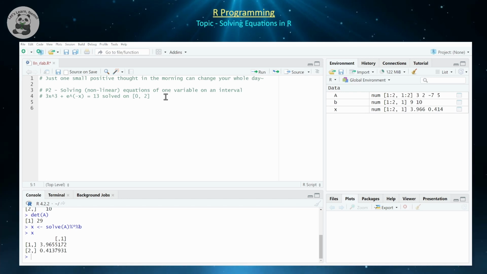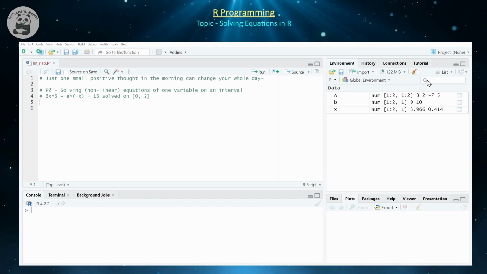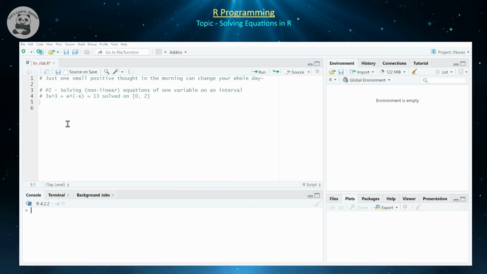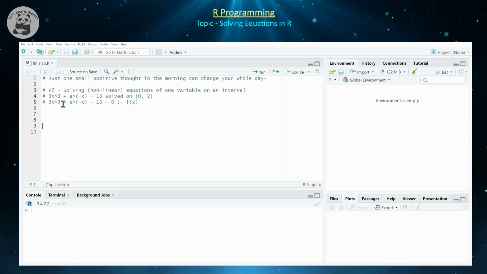So the first thing that we need to do in this scenario is to set this equation equal to 0. If I do that, I'm going to have 3x cubed plus e to the minus x minus 13 is equal to 0. And this function is what I am going to call f of x. This is how our functions that solve this are going to be implementing these solution strategies. So let's define our function f.